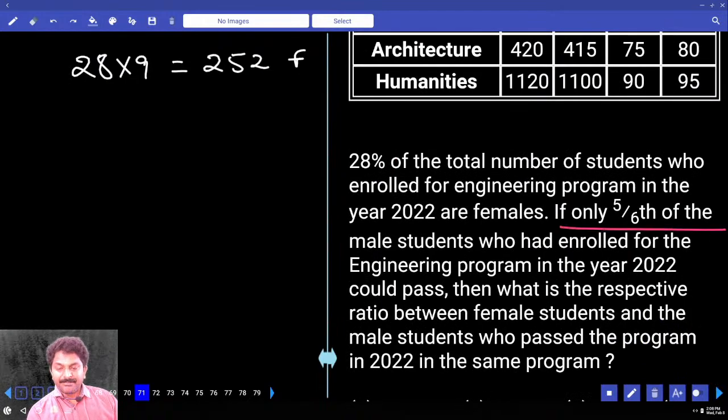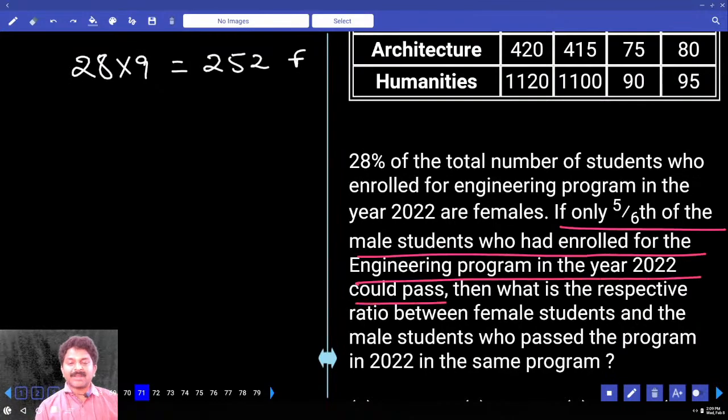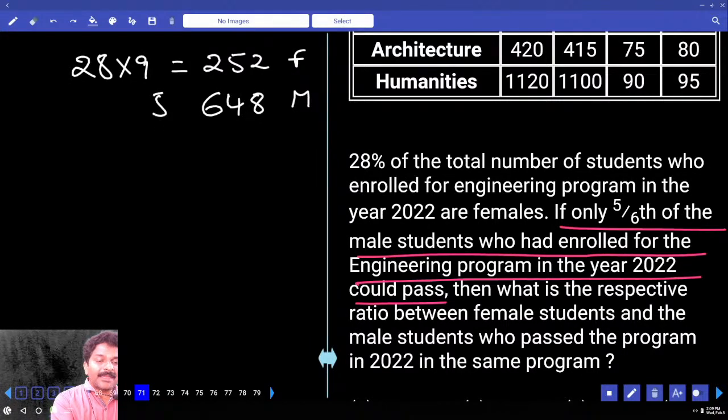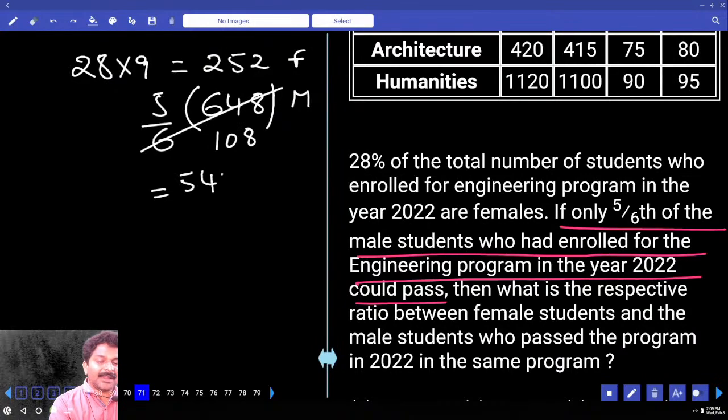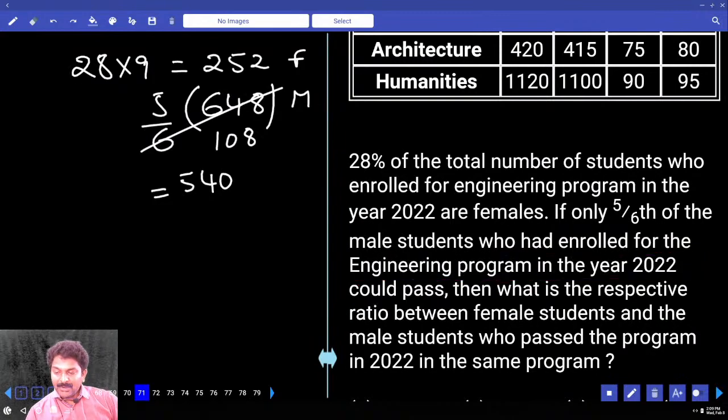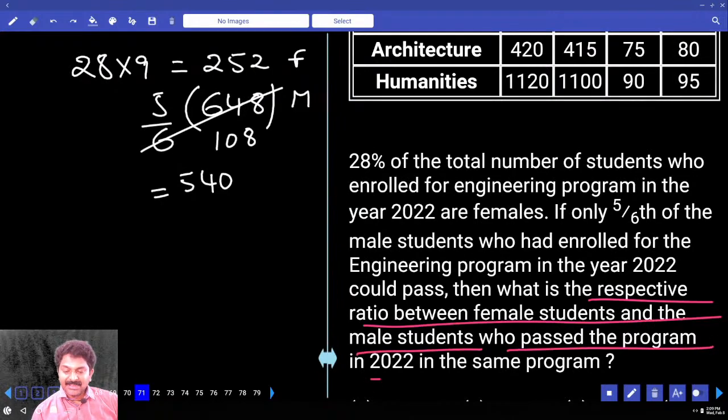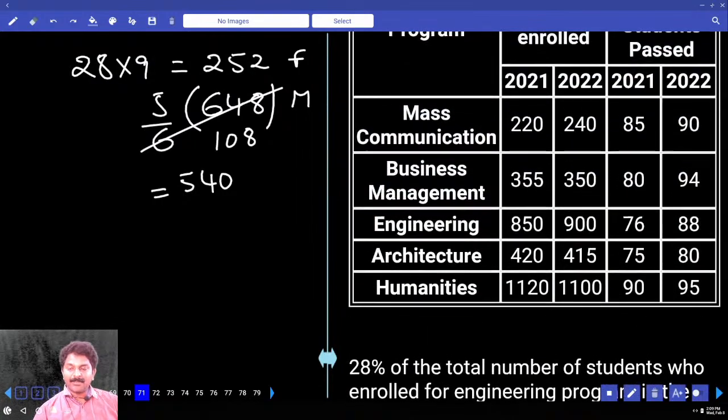If only 5/6 of male students who enrolled for the engineering program in the year 2022 could pass. So how many male people are there out of 900 if 252 are here? Remaining 648 are there. Out of 648, 5/6 of them have passed the exam. 108 times 5, so that is 540. These many males passed the exam. What is the respective ratio between female students and male students who passed in 2022 in the same program?